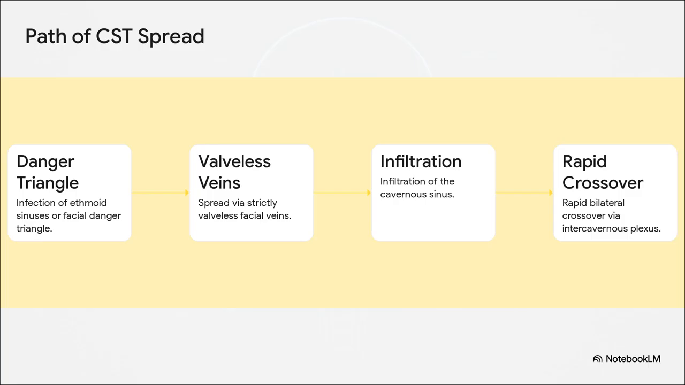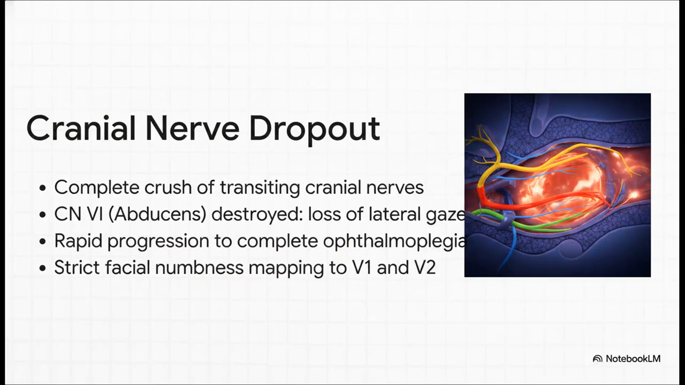And here's the kicker. Because the cavernous sinuses on both sides of the pituitary gland communicate directly via the intercavernous plexus, the infection exhibits a rapid, strict bilateral crossover evolution. Basically, what starts in one eye quickly involves both. As the infection triggers septic thrombosis within the cavernous sinus, we see the defining catastrophic signature, the cranial nerve dropout. Remember, the cavernous sinus isn't just a vein, it's a vascular pool that multiple cranial nerves transit right through. As the sinus thromboses and swells, it causes a complete crush of these transiting nerves.